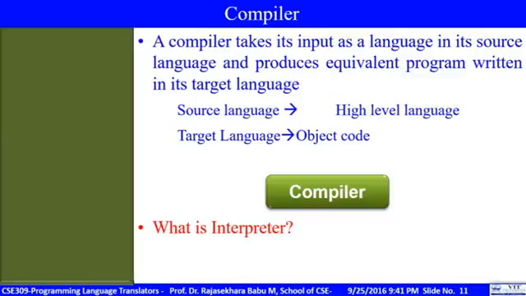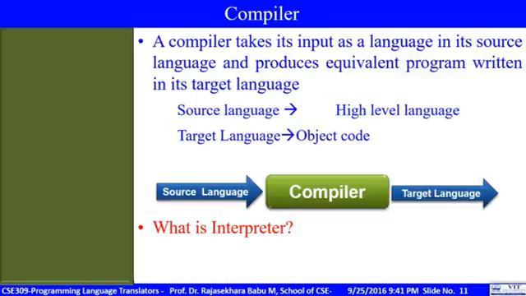Before going to the interpreter, let us see the compiler. This is the source language, then the compiler, and finally we get the target language. Let us see in detail how the compiler operates and what the phases in the compiler are. The source program is given to the compiler, which generates the target program.